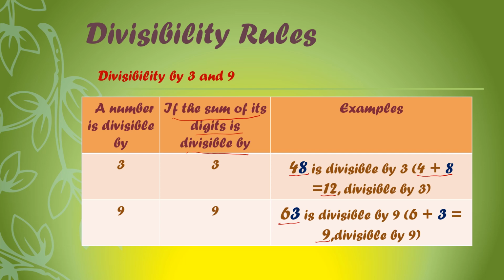Okay children, so you have to just remember that to check the divisibility of 3 and 9, what you have to do? You have to add all the digits. If the addition of the digits comes in the multiplication table of 3 or 9, then the given number is divisible by 3 or 9.